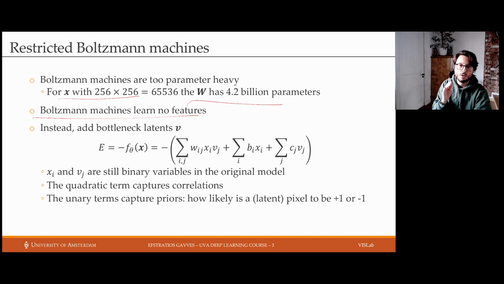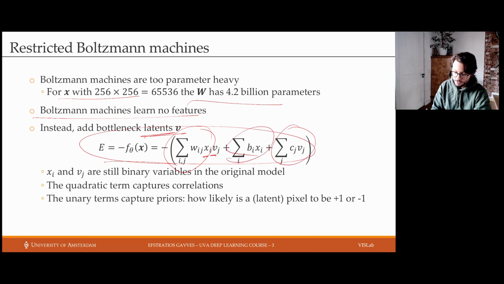However, instead of connecting all visible units with all visible units, we introduce a second group of variables, latent variables, and then we connect the visible units with all latent variables and vice versa, but we don't have connections between visible variables or between latent variables. This yields still a quadratic energy function, now connecting every visible variable with every latent variable. This quadratic term therefore captures correlations between our latent features and our inputs.